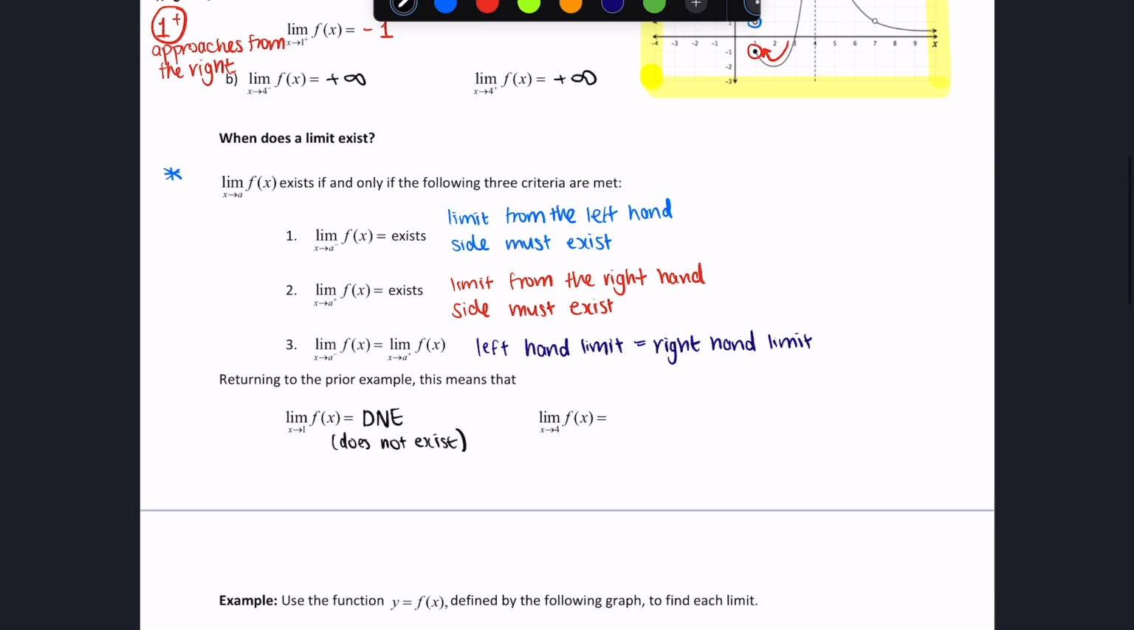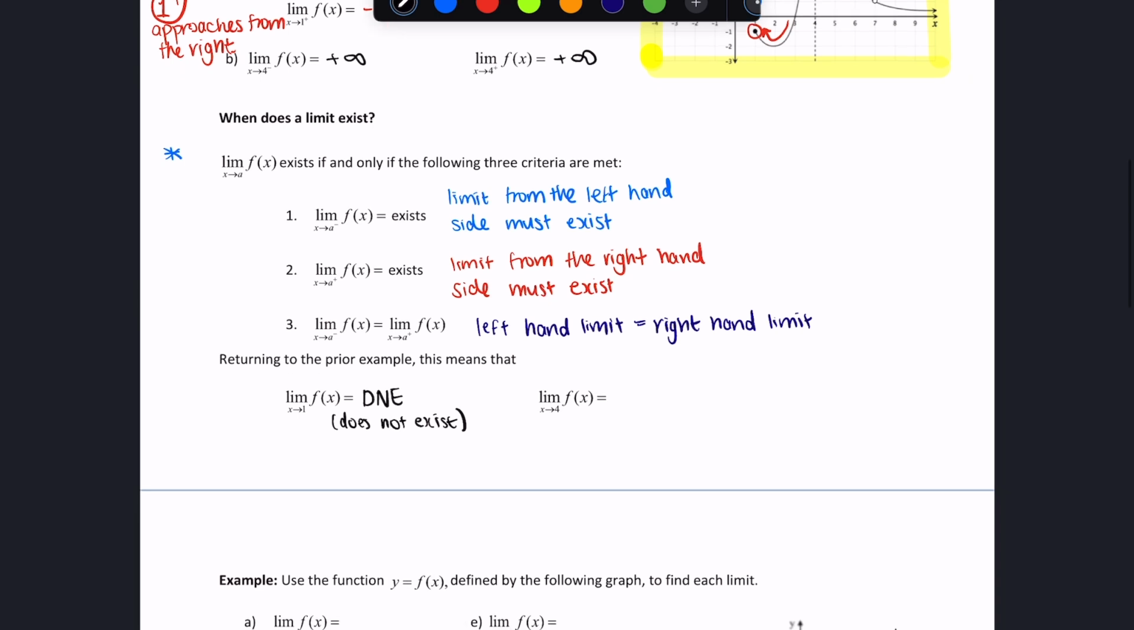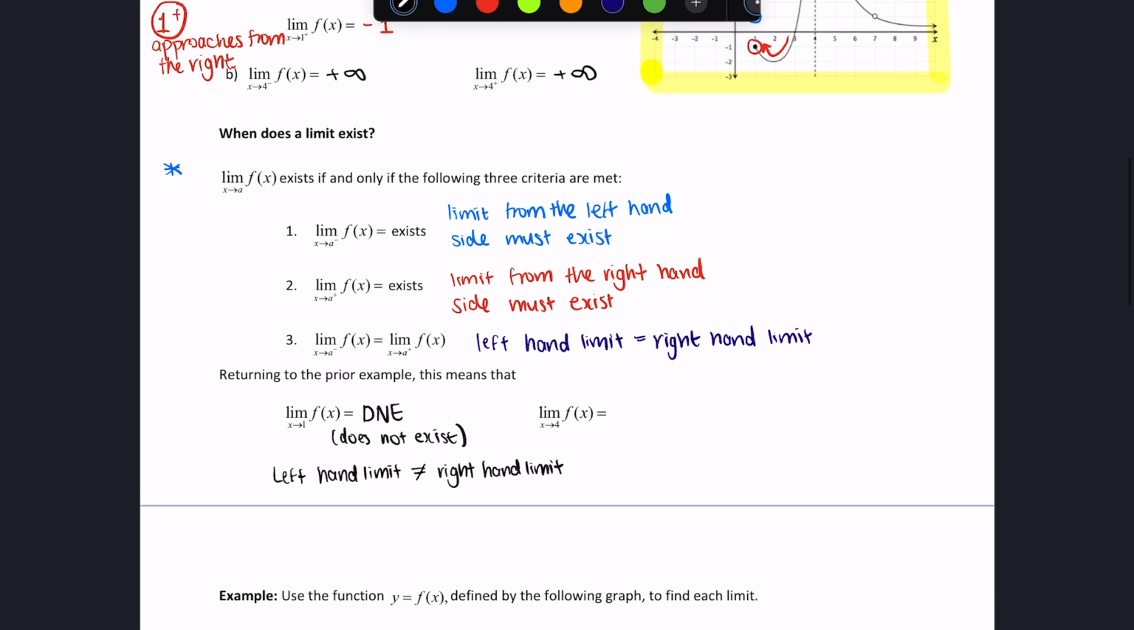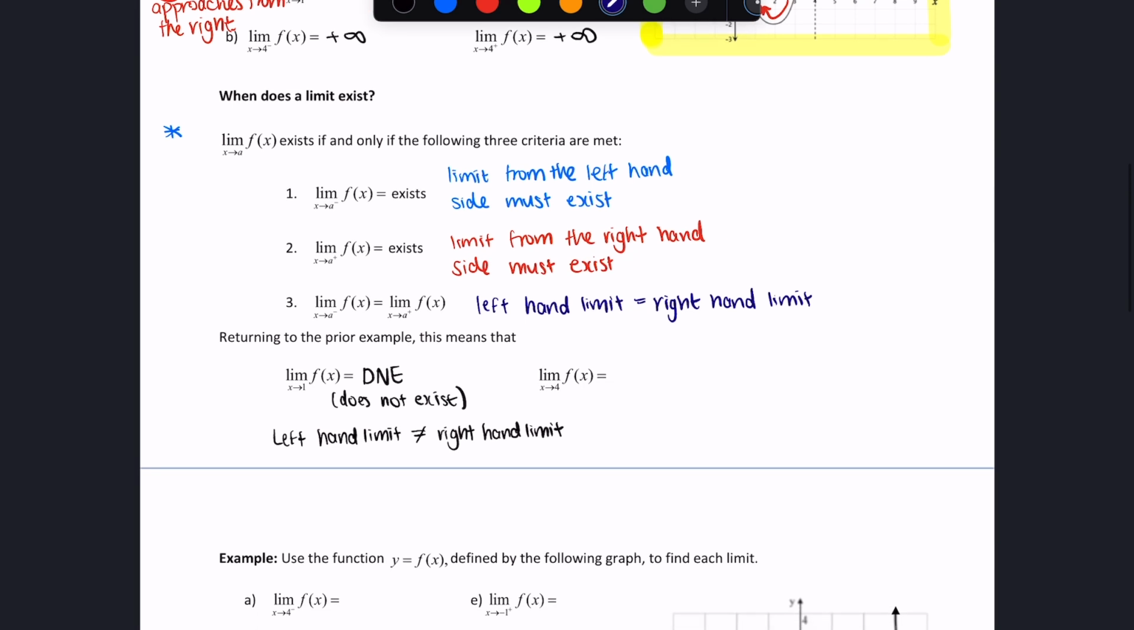Okay, and in this situation, the reason that's the case is because the left-hand limit does not equal the right-hand limit. And then let's look at the limit as x approaches 4. We see that both the left-hand and right-hand limit are the same, and they both exist, which means that we can see that here it goes to positive infinity.